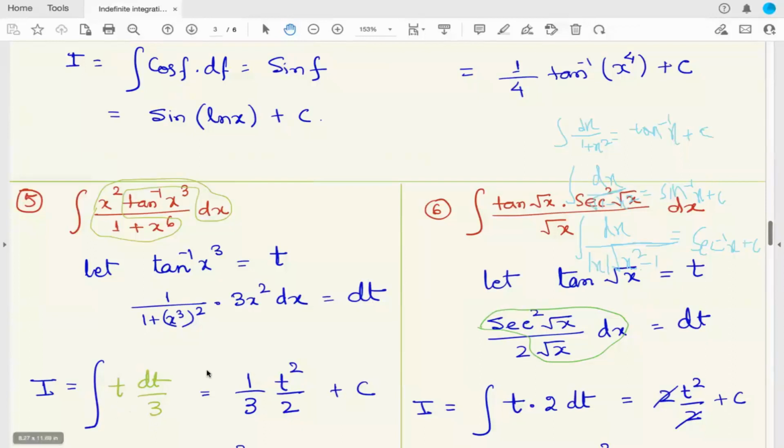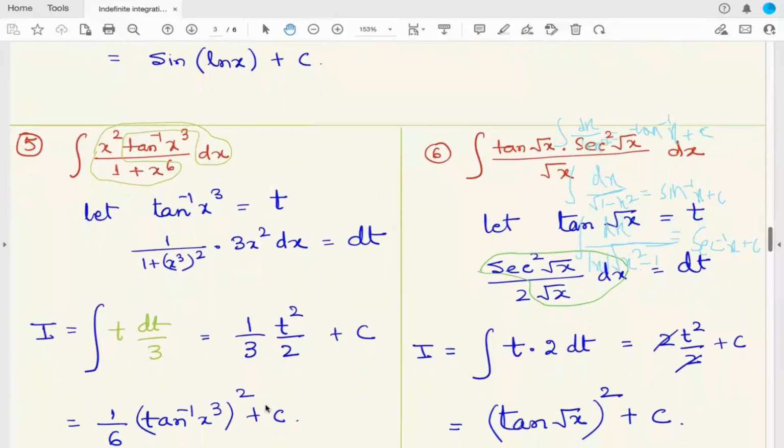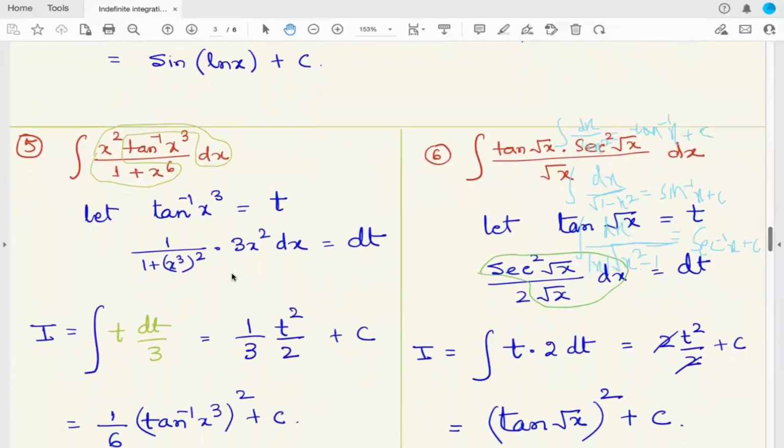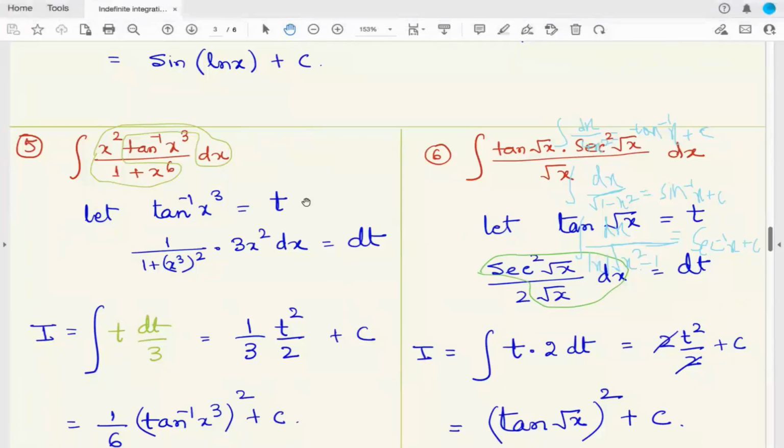And this integration will be t square by 2, so 1 by 3 times t square by 2 plus constant, which gives t square by 6 plus constant. And now we substitute tan inverse of x cube equal to t. So our integral will be 1 by 6 tan inverse of x cube whole square. I hope you understand this problem. Now move on to the next problem.